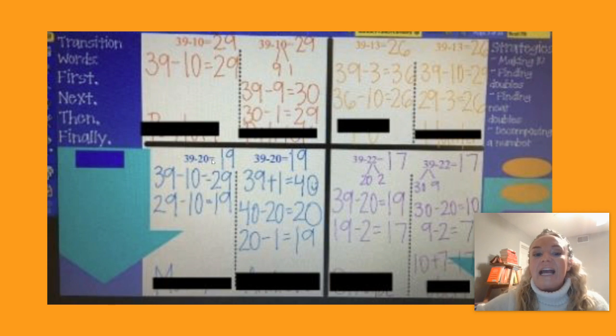So they were at 39. Instead of taking away 20, they broke it down and they took away 10, and that got them to 29. Then they took away another 10, and that landed them at 19. So I noticed a student who used a friendly number and decomposed, really, they decomposed that 20 in order to get their final solution. So that's a great way to handle those number talks.